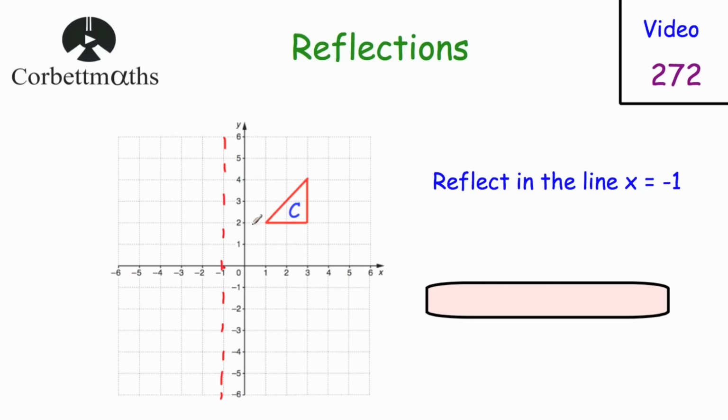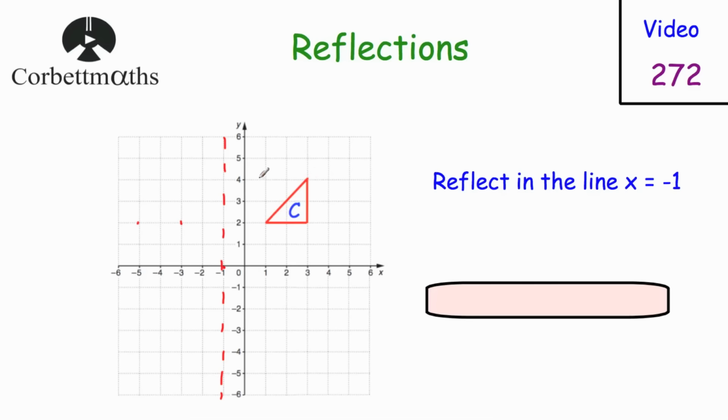Now we have to reflect the shape C in that mirror line. So let's start off with this corner. So this corner is 1, 2 to the mirror line. So we need to go in over 2, 1, 2. So it's going to move to here. The bottom right hand corner of C, well, it's 1, 2, 3, 4 to the mirror line. So we're going to go 1, 2, 3, 4 to here. And the top of triangle C is here.